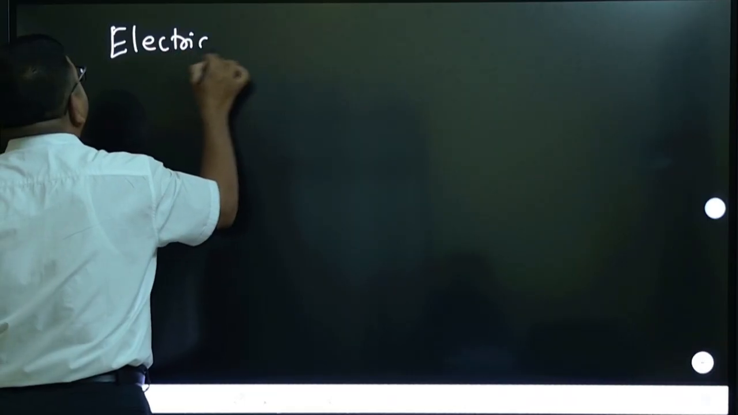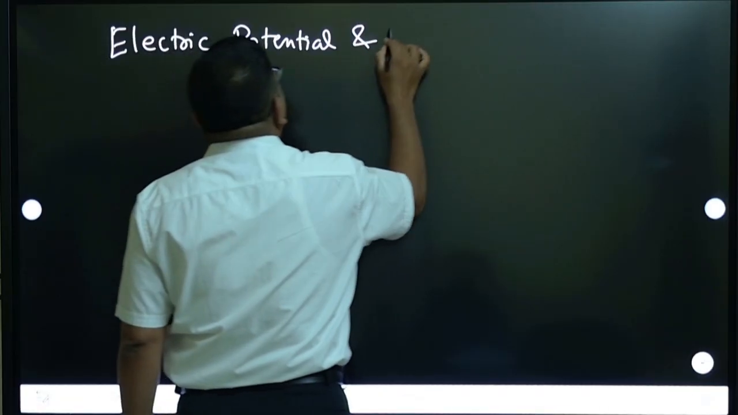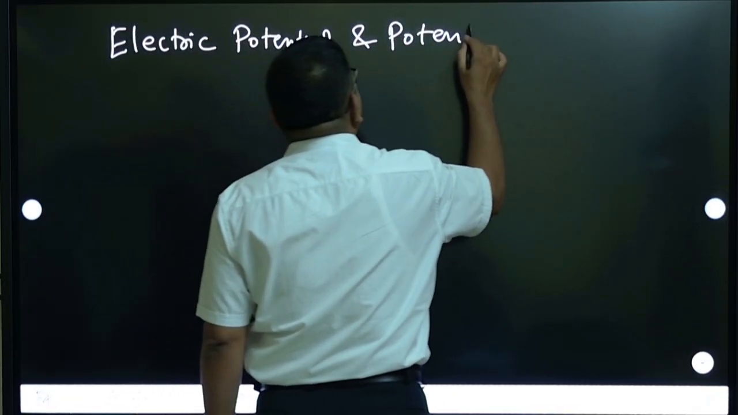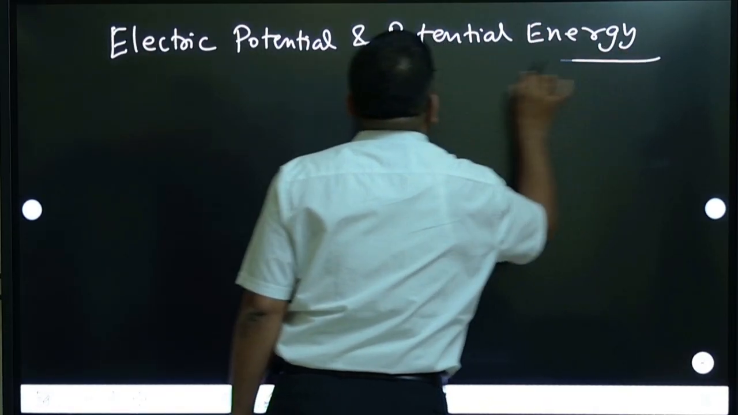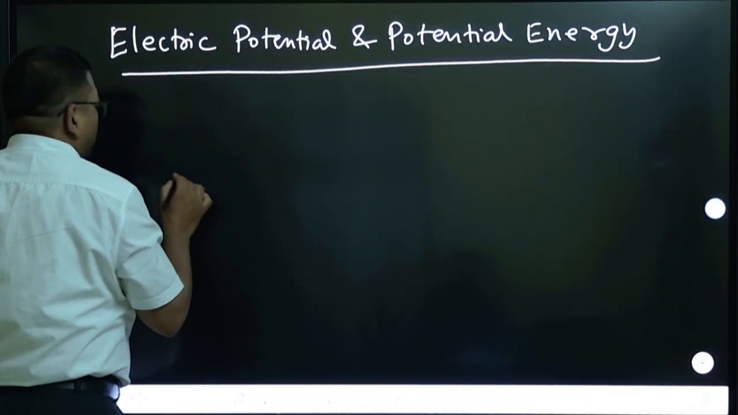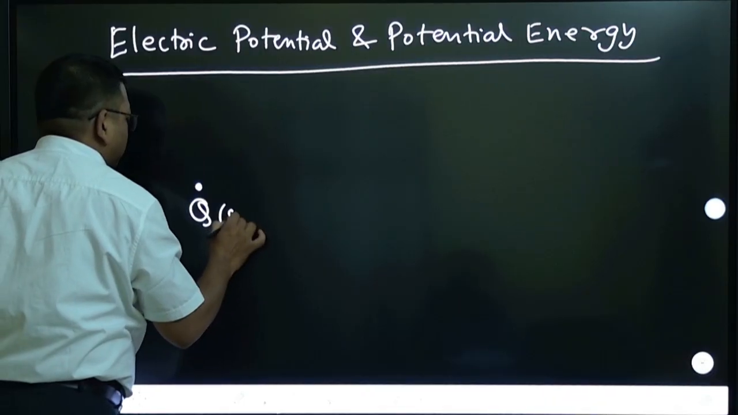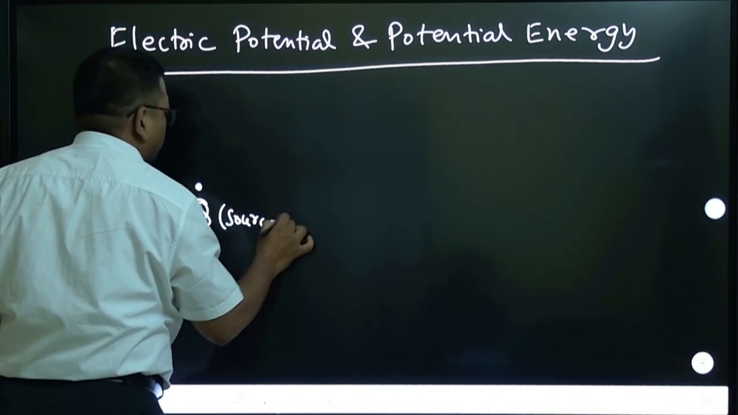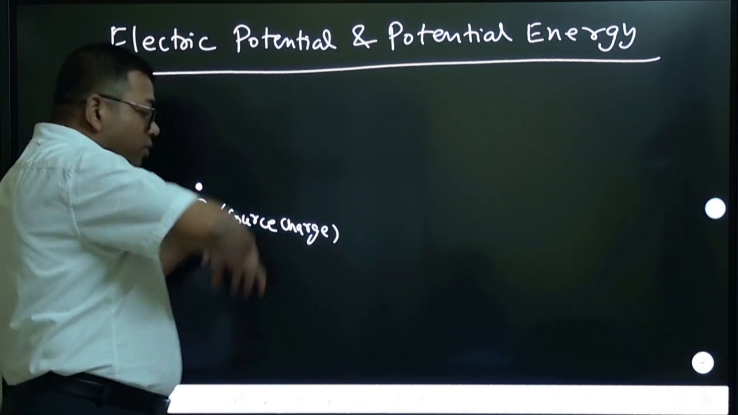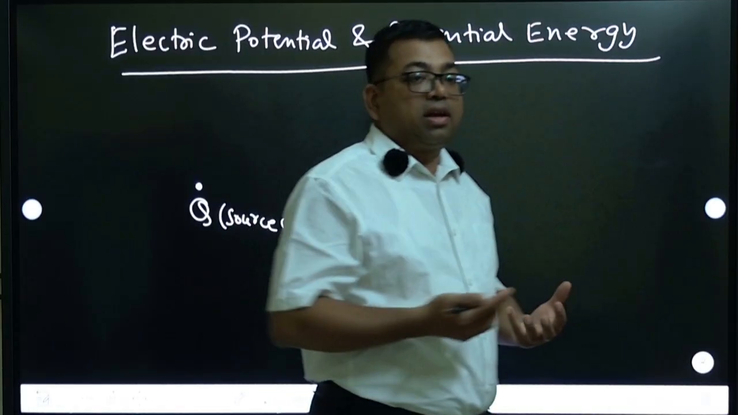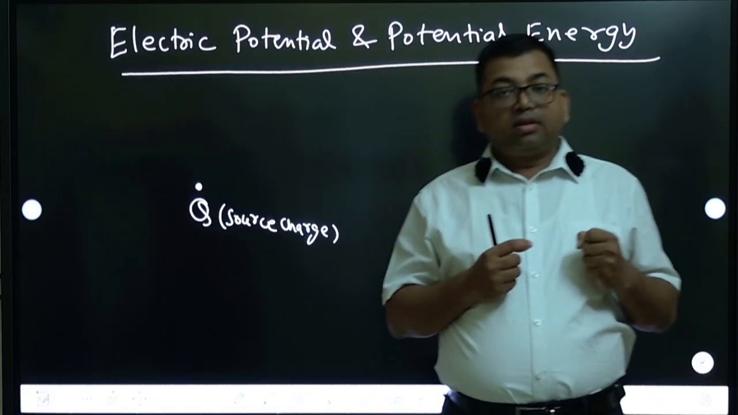Electric potential and potential energy. Again start with a source charge. So this is a source charge. Source charge has created a field around it and you want to bring some charge near it.